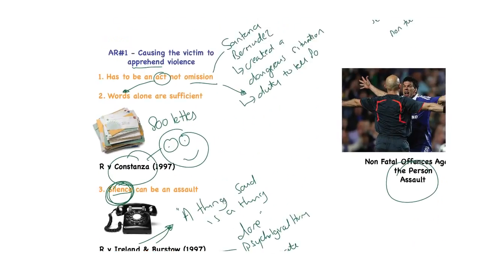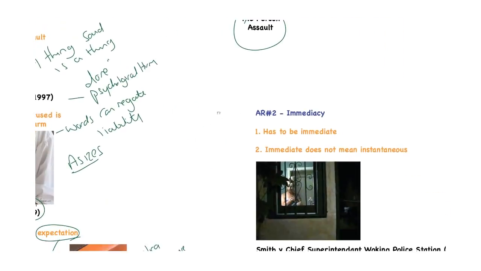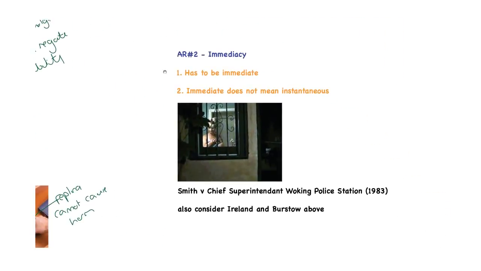So that's the first element, being causing the victim to apprehend violence. That's the first element of actus reus. The second element is this concept of immediacy. What do we mean by immediacy? And the case that we use here can be used to demonstrate this idea that no words are used. It's just a presence, if you like.